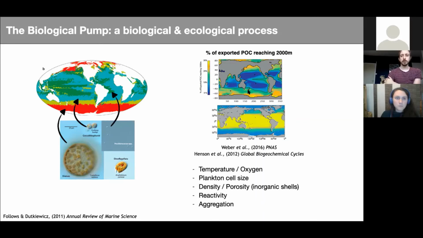It's also linked to factors such as large cell sizes. Diatoms dominate the high latitudes, and they're very, very large size organisms. That means that they sink relatively fast.